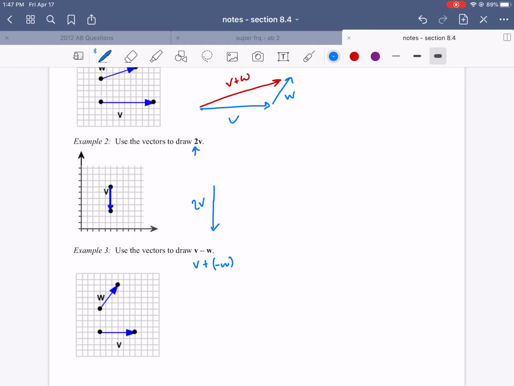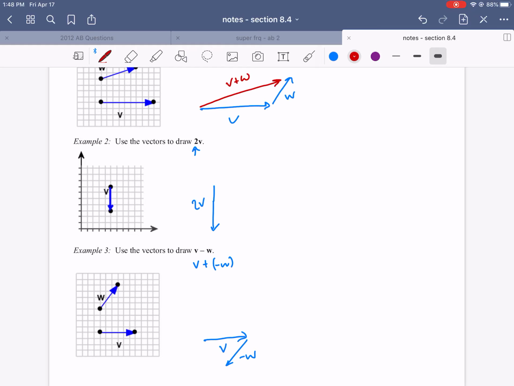And so once again, I'm going to start with a copy of vector v, and then I'm going to add to the end of that a copy of negative w, which instead of pointing up and to the right, like this vector is doing right here, negative w is going to point down and to the left. So here's my negative w right there.